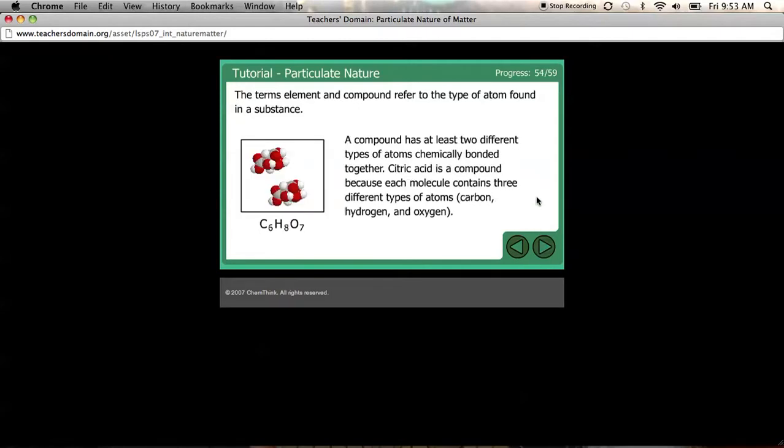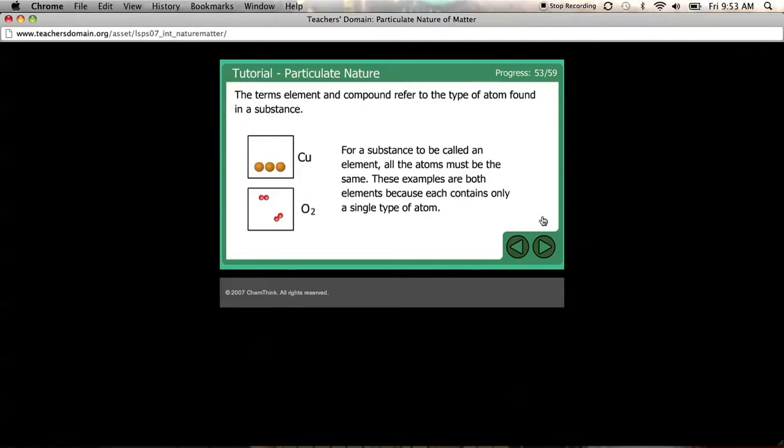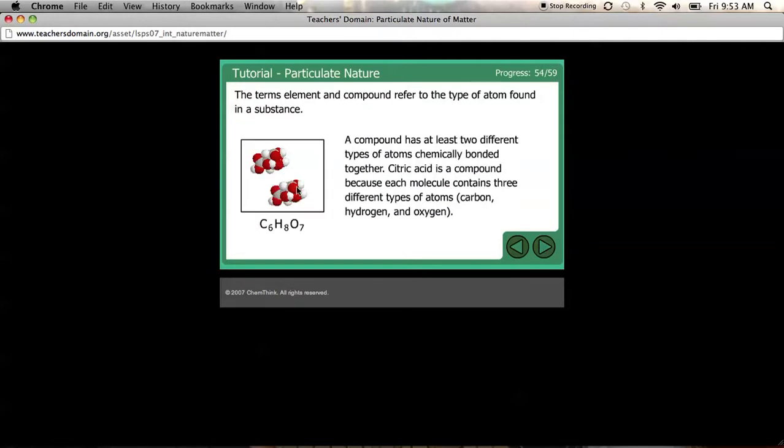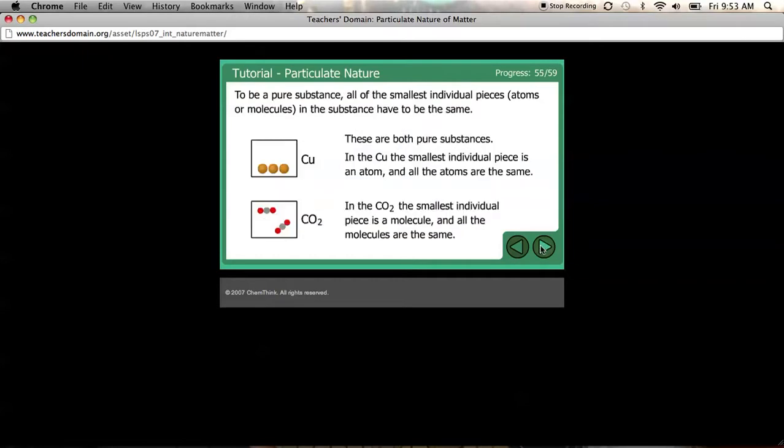Okay, a compound is going to have at least 2 different types of atoms. Okay, 2 different types of atoms. So that O2 we just saw is not a compound because it's still an element. They're both oxygen. So this one has 3. It has carbons and hydrogens and oxygens all mixed together.